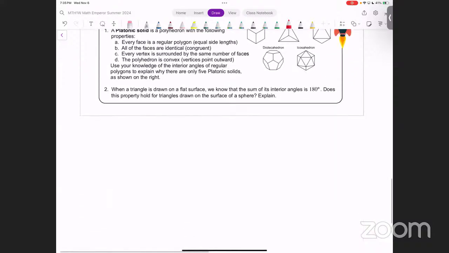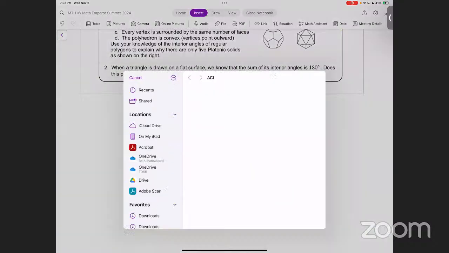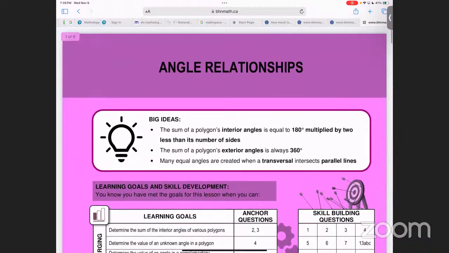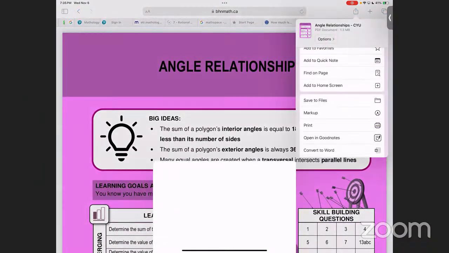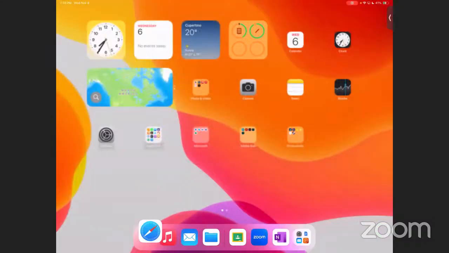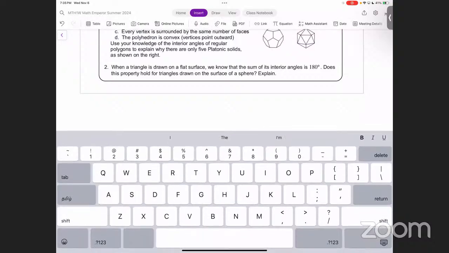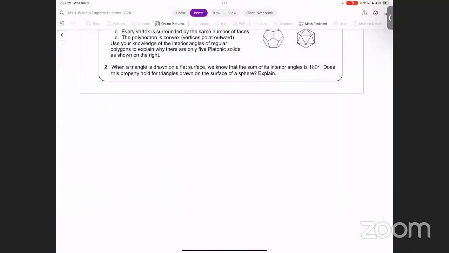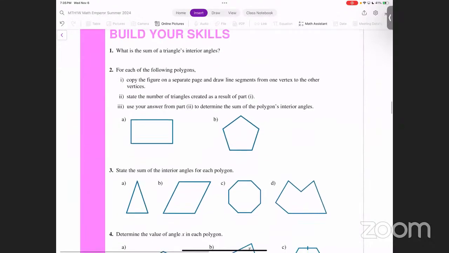Now let me go back to doing some practice with this geometry. Oh yeah, I didn't open my angle relationship. All right, so angle relationship, we're going back to some practice.